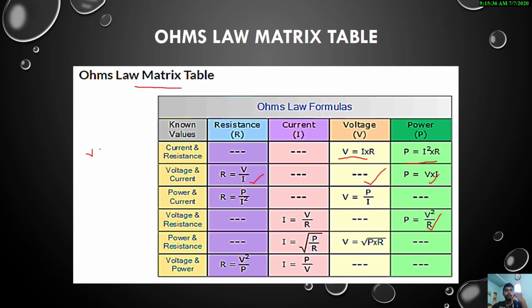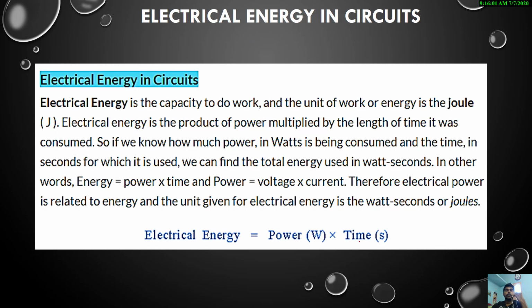The basic term is V is equal to IR, according to Ohm's law, and the power equation, P is equal to VI, is the other equation. These two equations have different modifications, and they are rewritten as these formulas. That is the Ohm's law matrix table. Next we will see what is electrical energy in a circuit.